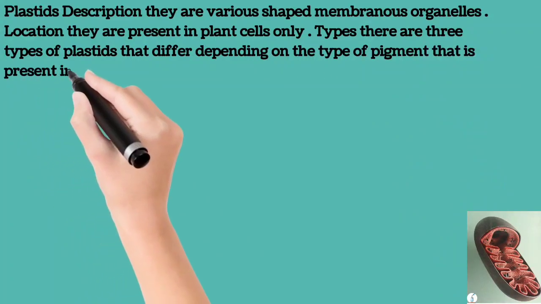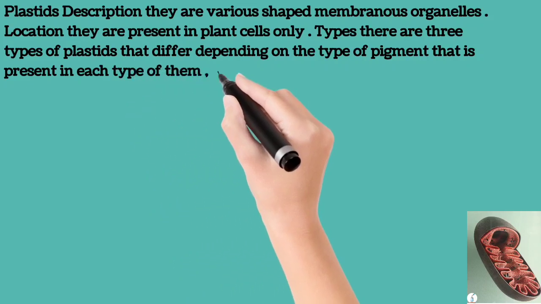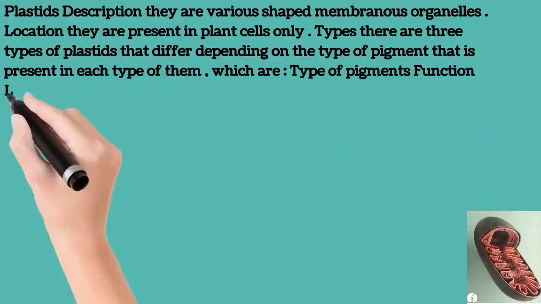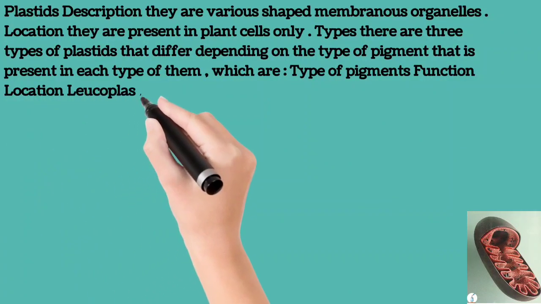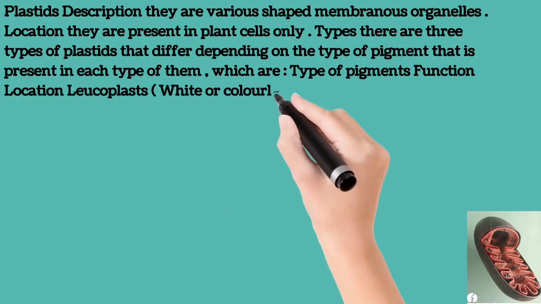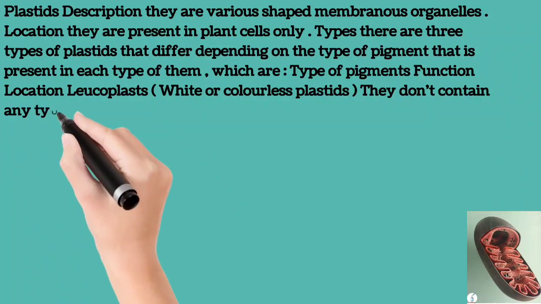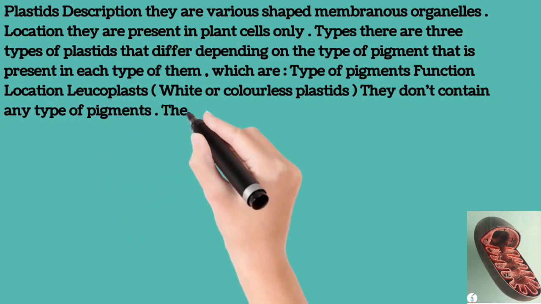Leucoplasts, white or colorless plastids. They don't contain any type of pigments. They work as centers for storing starch. They are present in the root cells of sweet potatoes, tubers of potatoes and internal leaves of cabbage.